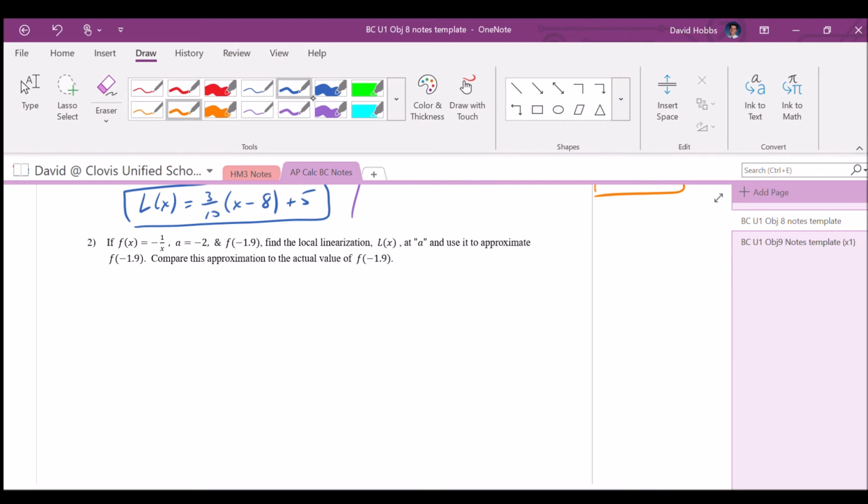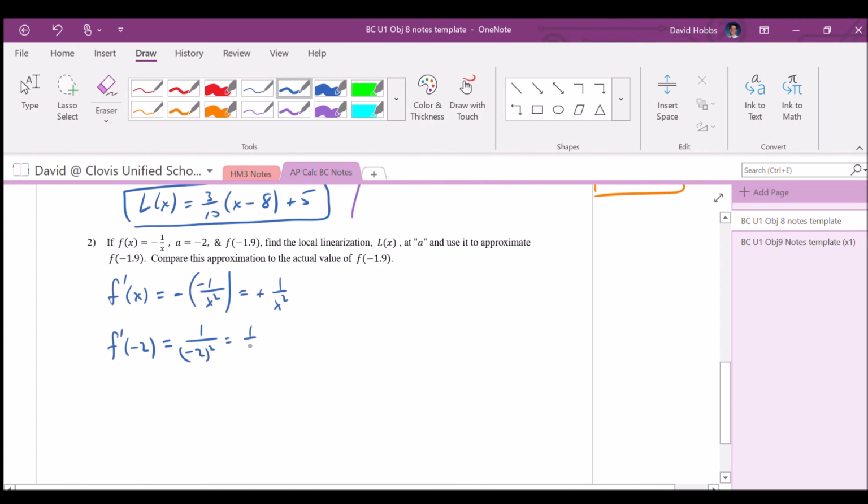Okay, so f prime of x is negative times 1/x. 1/x is x to the -1, but really, this turns out to be -1/x squared. So the derivative is positive 1/x squared. Okay, so I want the slope at the point of tangency, so I'm doing f prime of -2, which is 1/(-2) squared, which is 1/4.